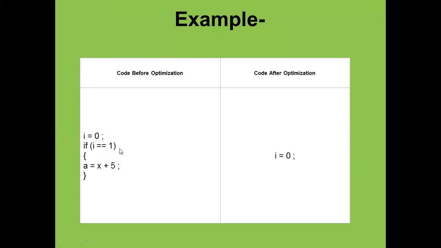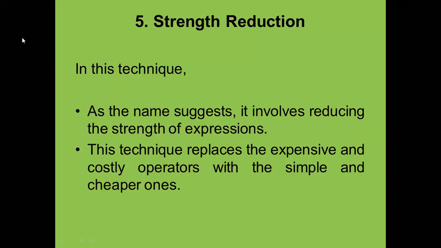Or if i is equal to 1, why are we using the if statement? No role of this. And this sub expression has no dependency on this, because we are not defining such type of variable, either a or x. So this sub expression has no dependency on this loop, because we have already defined and initialized i is equal to 0. So instead of this, we can write directly i is equal to 0. So this is called dead code elimination.